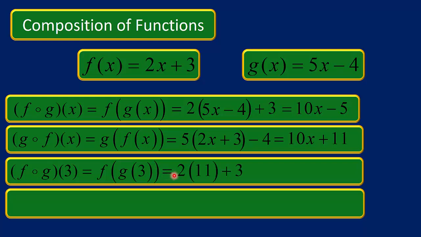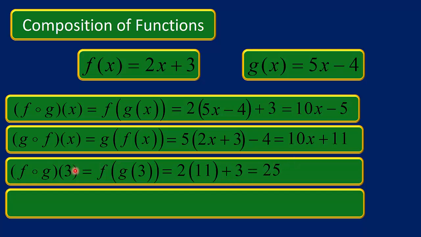We have 2 times 11 because g of 3 is 11. See, so I put in 11 right there. 2 times 11 plus 3. See, what I'm doing is I'm finding g of 3 from here. I'm taking that result and putting it over here for the f. See? So g of 3 is 11. So 2 times 11 plus 3, and that would be 22 plus 3 is 25.